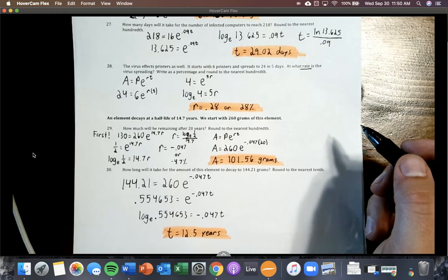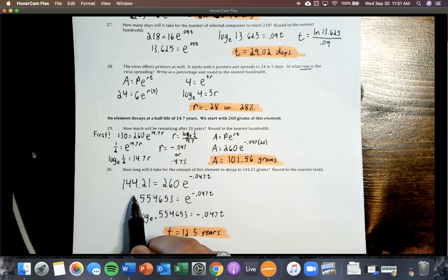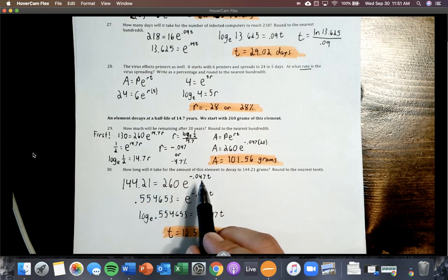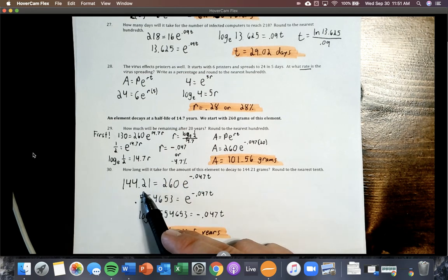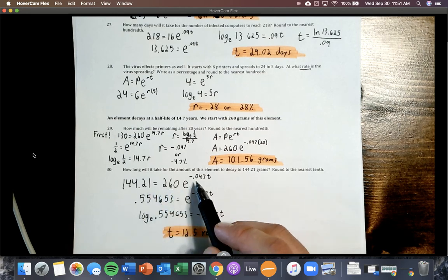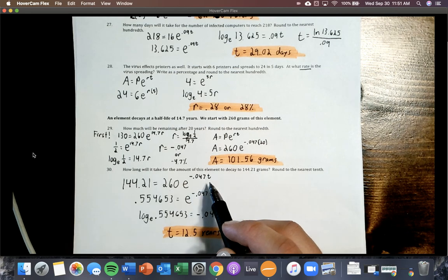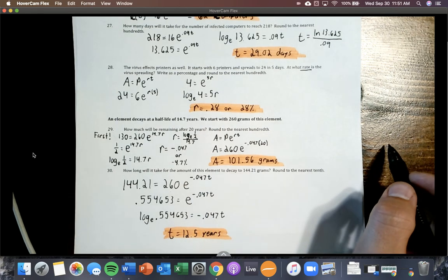Last one. How long will it take for the amount of element to decay to 144.21 grams? So this time it gave us the amount. Right? We want to know how long it will take. So we're solving for t. Well, we know the amount. We know the initial amount, right, 260. We know the rate. So we're just solving for t, and we know we're going to have to change it to a logarithm to do that.